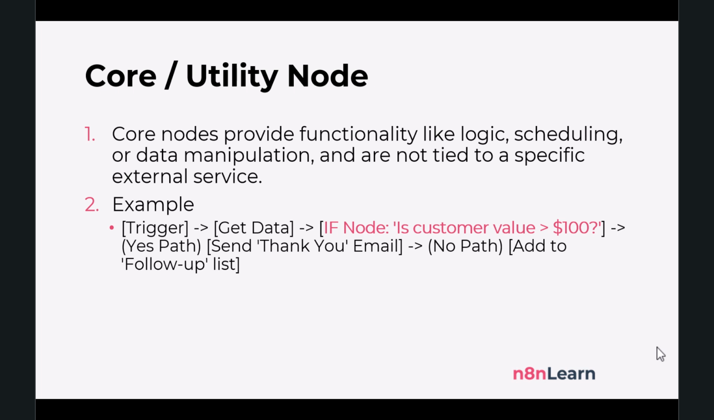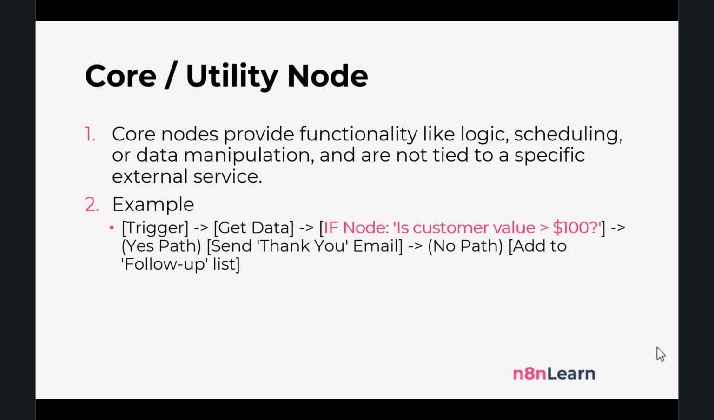The most common use for a core node is adding conditional logic. So for example, the if node can check a piece of data and then send the workflow down a different path depending on the result. Other core nodes let you merge data from different branches, format dates, or set data that you'll need later. They give you precise control over the flow of your automation.